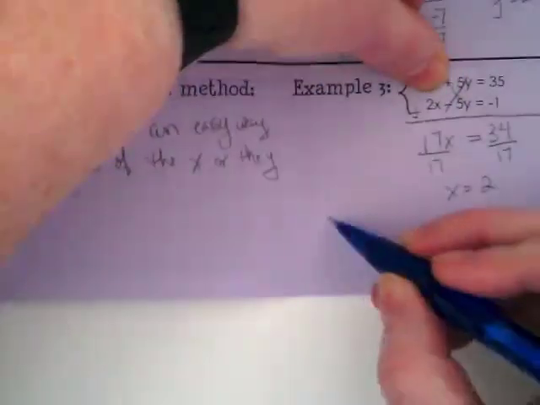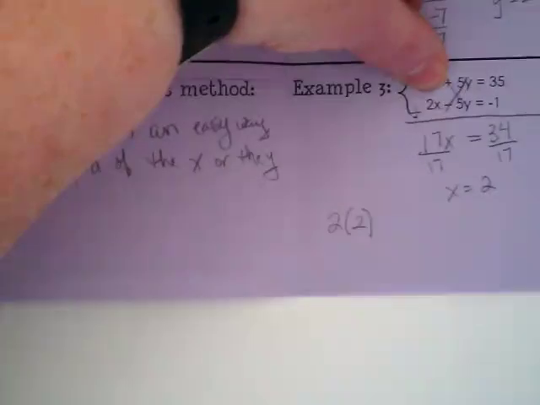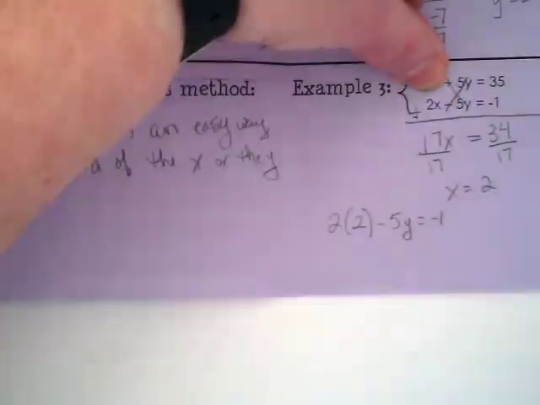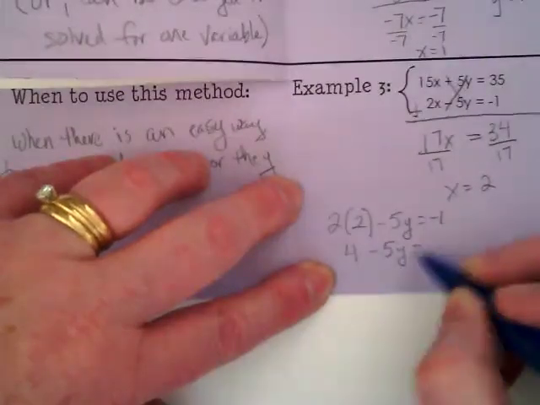What are we missing now? So we go back to the two original equations, choose which one looks like it'll be the easiest to solve for y. I'm going to use the second one because it's smaller numbers. So I'm going to take 2x, and I'm going to put 2 times 2 because we found that x is 2, minus 5y equals negative 1. And I get 4 minus 5y equals negative 1.